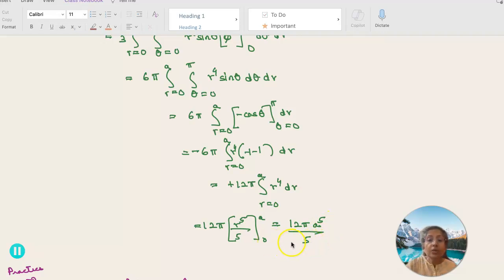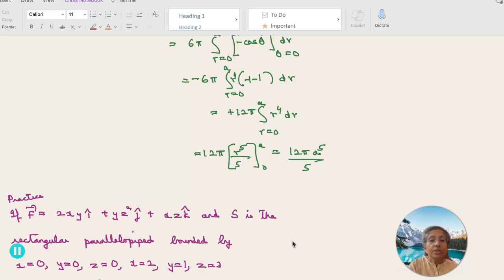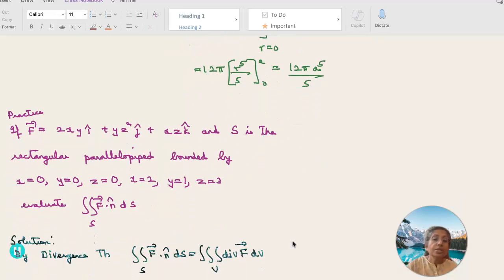So quite a lengthy calculation at that. Now there's one more problem which I will be discussing. This is fairly easier. If F equal to 2xy i plus yz squared j plus xz k and S is the rectangular parallelepiped bounded by x equal to 0, y equal to 0, z equal to 0, x equal to 2, y equal to 1, z equal to 3, evaluate double integral over S of F dot n dS.